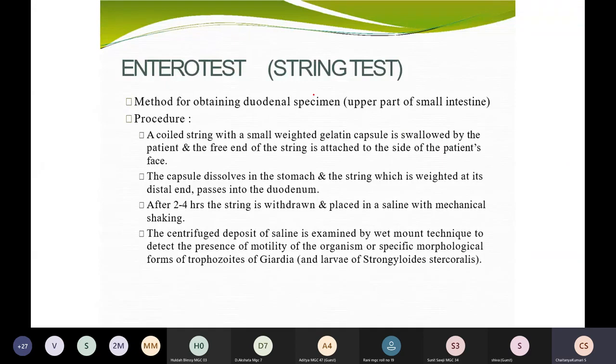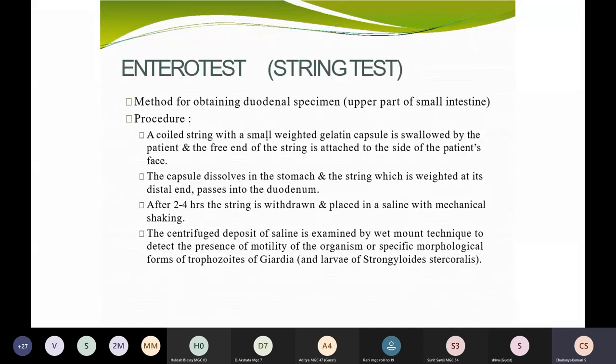This is very, very important. Entero test, or we can call it the string test. Actually, when you type string test in Google, a string test will be there for Vibrio cholerae also. So don't get confused between that organism and this organism. So here also the test is known as the entero test or the string test. This is mostly the method for obtaining the duodenal specimen, which is nothing but the upper part of the small intestine.